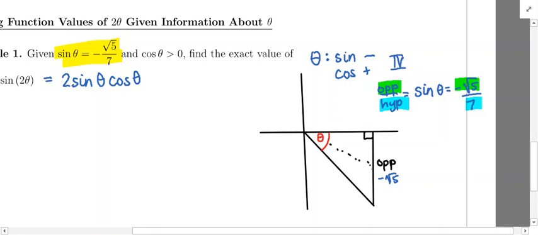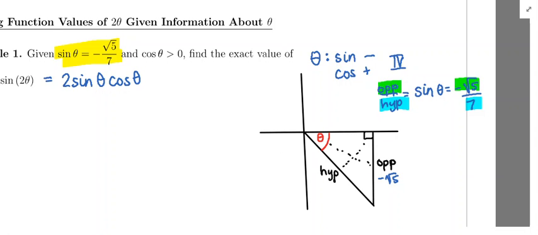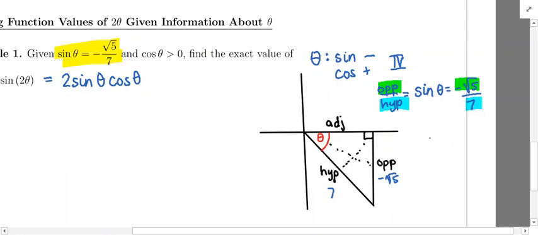Okay, makes sense. This is a negative y value in the fourth quadrant. And then if we go across from the right angle, this is the hypotenuse. It needs to be labeled with 7. And then the other side is the adjacent side. We don't know it. We're going to have to figure it out.